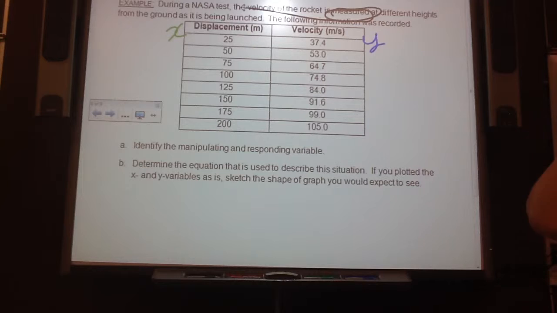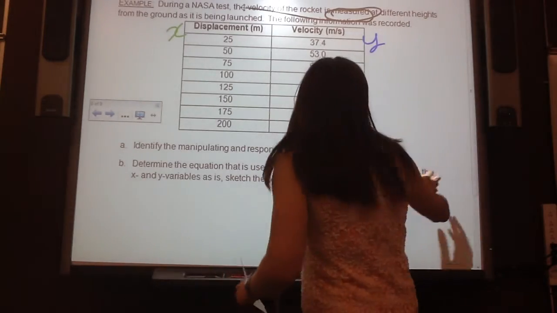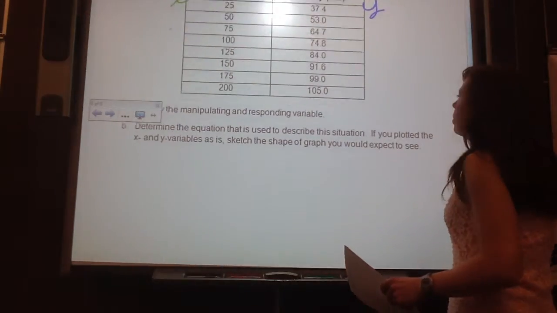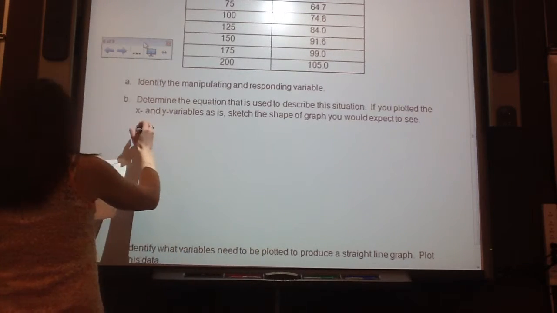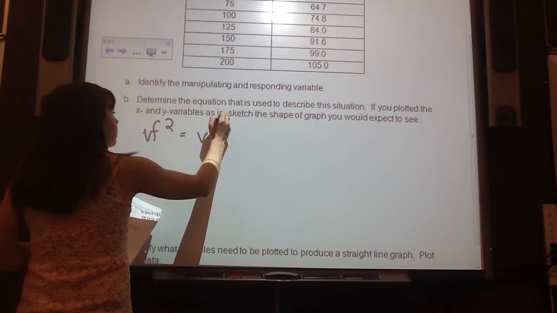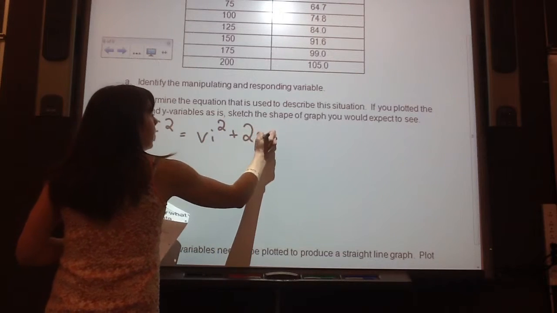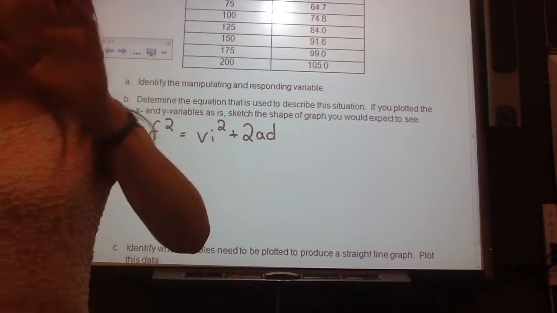And we'll need acceleration too. Very good. So let's write that down. So we have our VF squared is equal to VI squared plus 2AD. So now what's our next step?